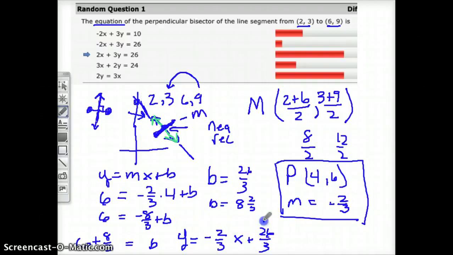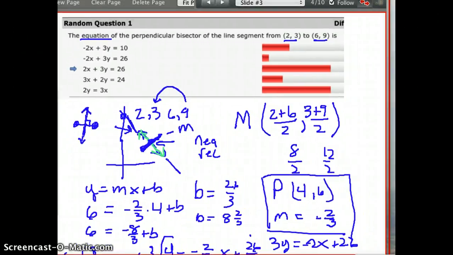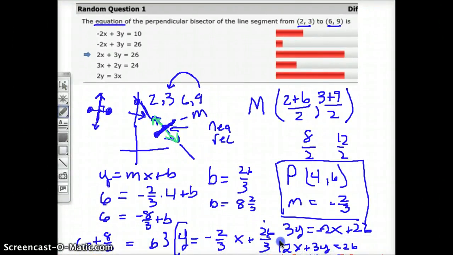Let's multiply everybody by 3. And what would we have? We'd have 3y is equal to negative 2x plus 26. And if we move the 2x to the left side, I have 2x plus 3y is equal to 26. That's my answer. Okay, so that is this answer right here. Yes, it was a little difficult and a little tedious, but that is how you do it. I do hope that that helps you.